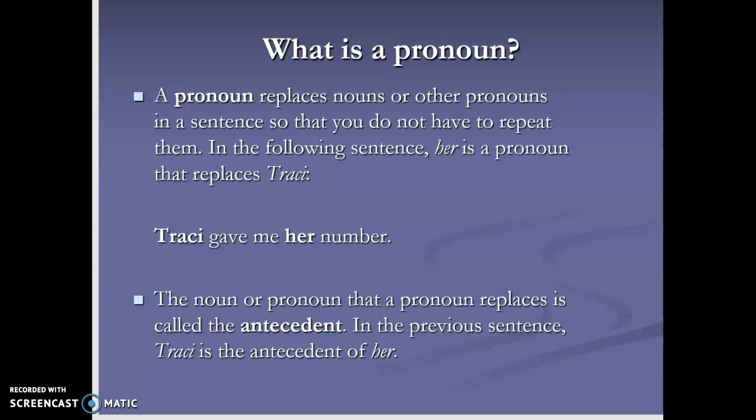So Tracy gave me her number. Her is a pronoun replacing Tracy. The word that the pronoun replaces is called the antecedent, right? So Tracy is the antecedent, her is the pronoun.